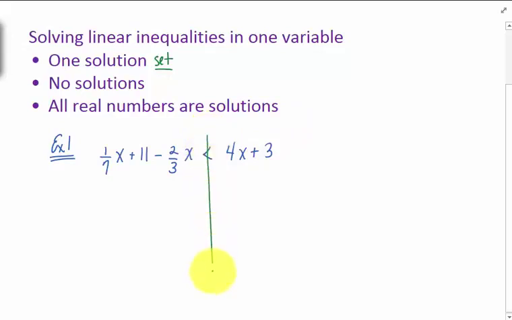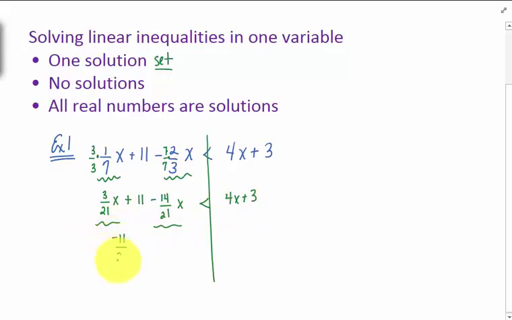In this problem, you should be able to first identify like terms on the left side and combine them. You can do this by hand if you want. If you get common denominators, our common denominator is going to be 21, so we need to multiply each fraction by a form of 1, and we'll get 3/21 x plus 11 minus 14/21 x is less than 4x plus 3. When we combine our like terms, we're going to end up with negative 11/21 x plus 11 is less than 4x plus 3. Okay, you have to do that before you can eliminate the x's on one side or the other.